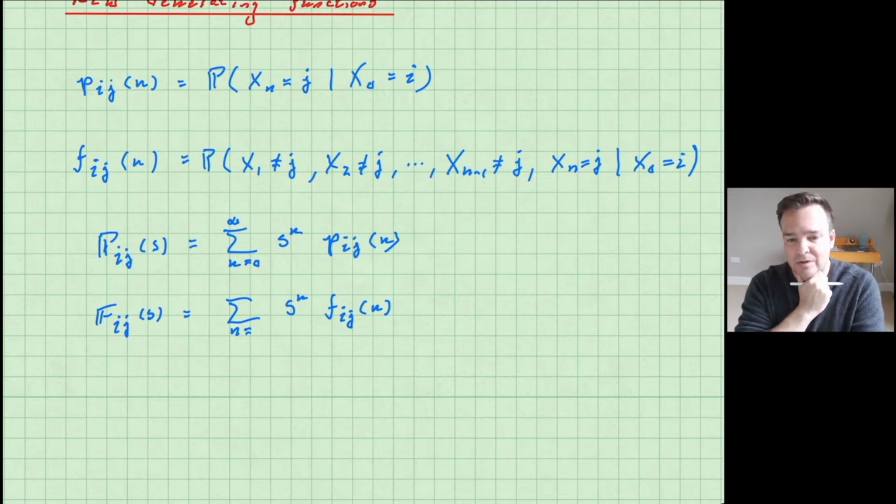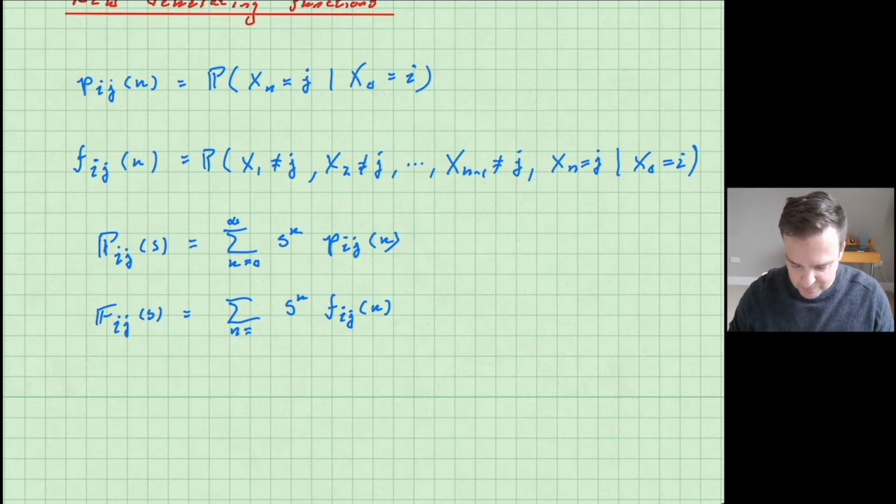If you look at that definition for Fij of n, if you try to put n equals 0 in there, it says that's the probability of going from i to j in 0 steps. Or in other words, it's the probability that x0 is equal to j, given that x0 is equal to i, which is always 0, except in the case where i is equal to j. So it's a little bit of a funny quantity that doesn't really work for us. And so we're just going to say this sum goes from 1 to infinity.